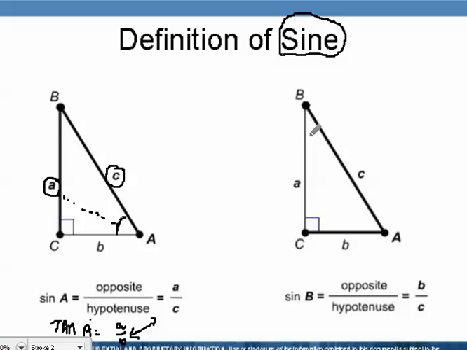Similarly, if I look at angle B up here, my opposite side is side B. I would be B divided by C. So, that's what the sine is.